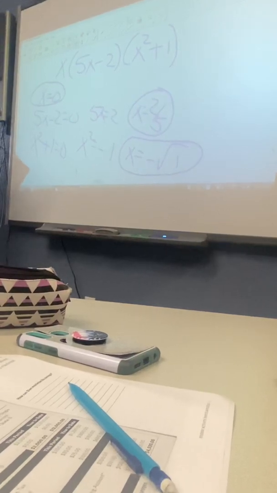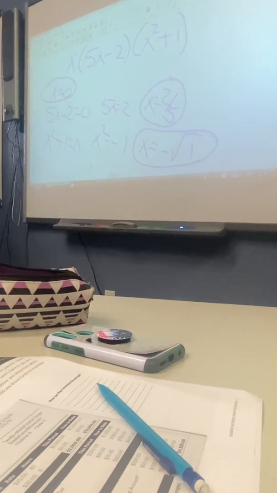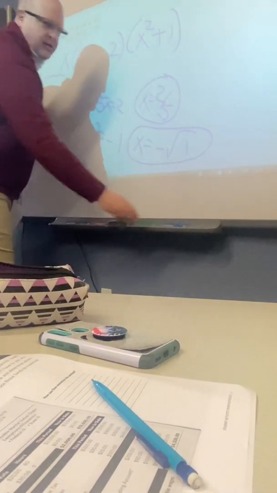So that's number 4. Just do 5, 6, 7, 8. You don't have to worry about 9 and 10. Okay? That's good game.